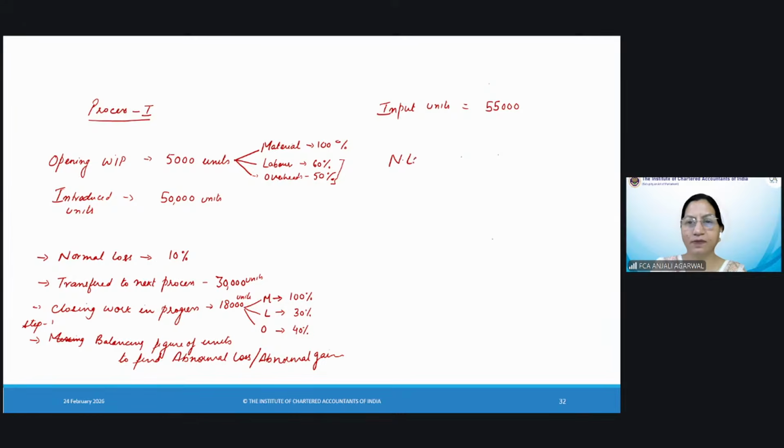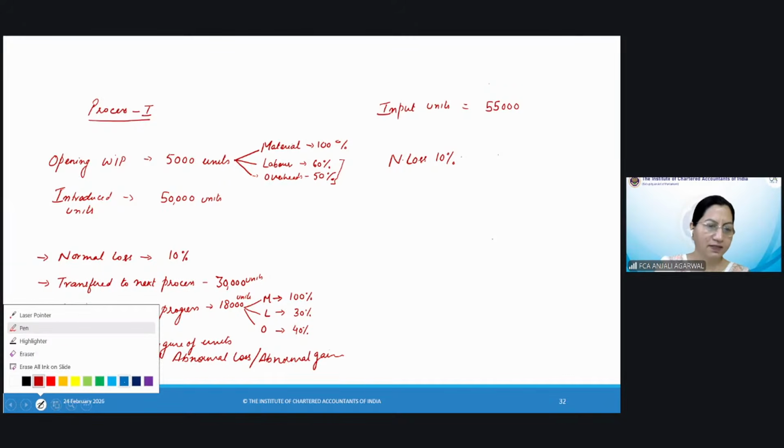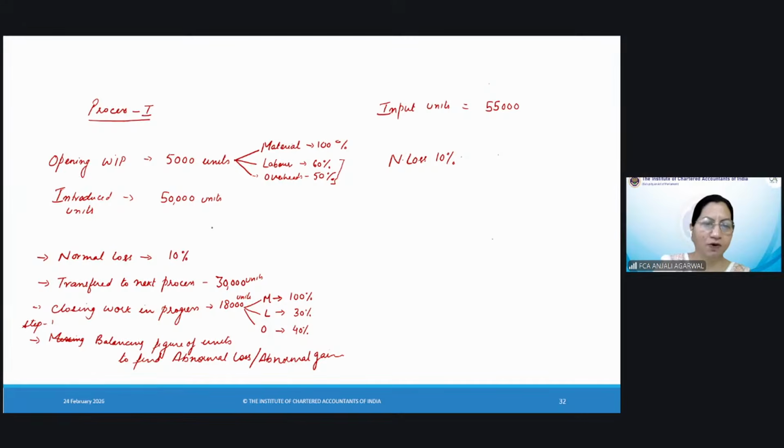Normal loss is 10%. When I say normal loss of 10%, this statement is vague. It has three implications or possibilities. One, 10% of total input.